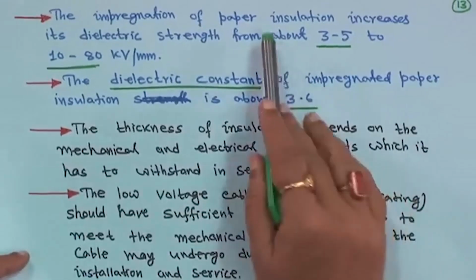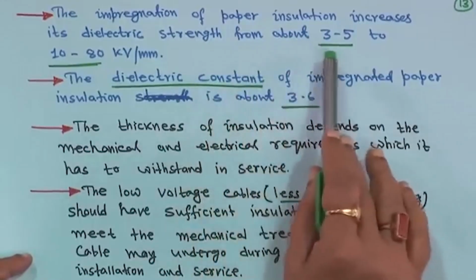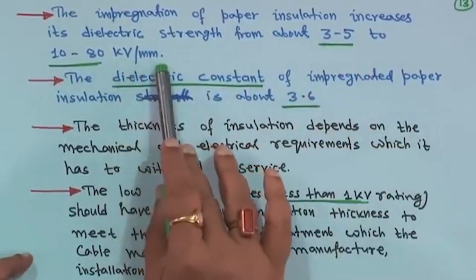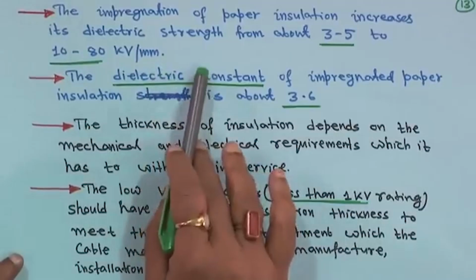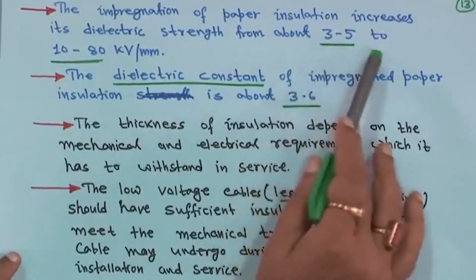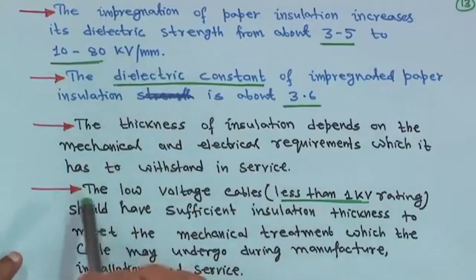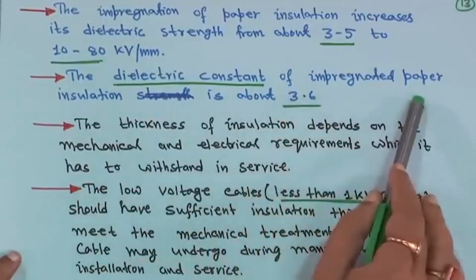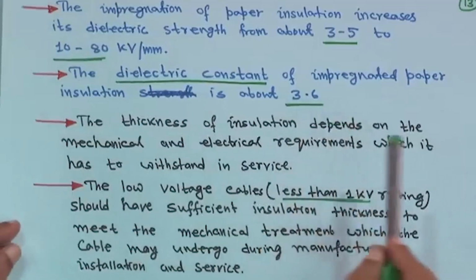So, the impregnation of paper insulation increases its dielectric strength from about 3 to 5 kilovolt per millimeter to about 10 to 80 kilovolt per millimeter. That means that is the advantage, right. The dielectric constant of impregnated paper insulation is roughly about 3.6.